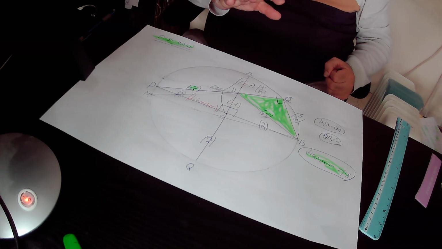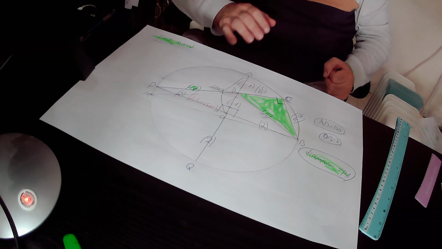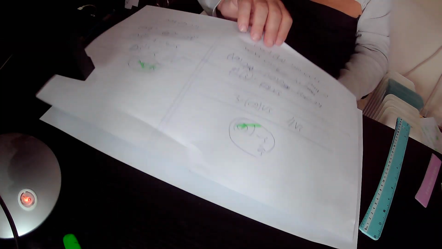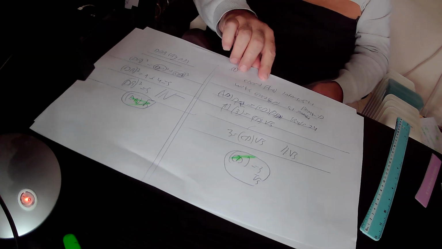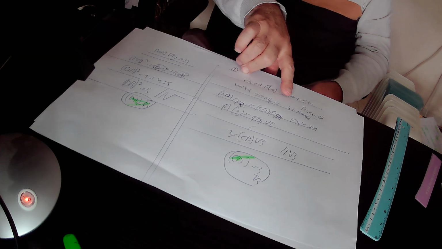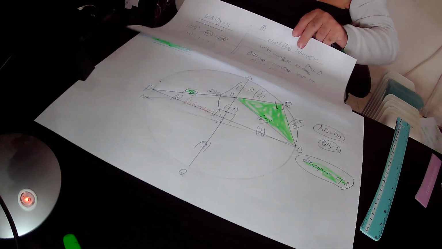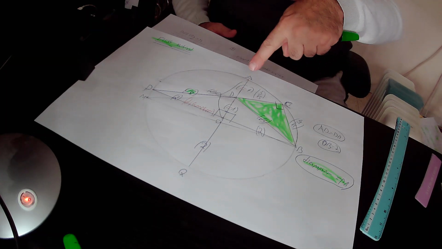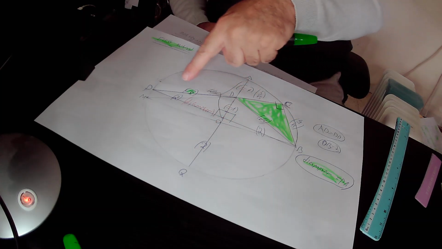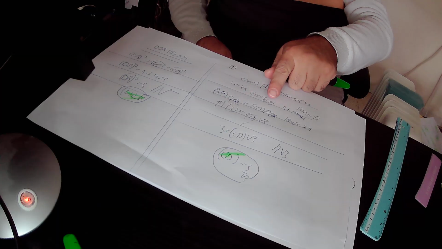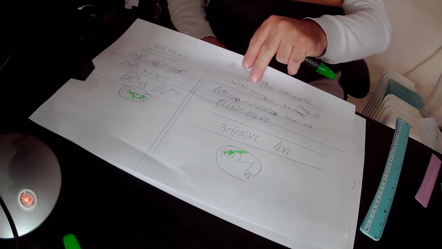So all the requirements of rule 24 are satisfied, and therefore we can implement rule 24. Now, on the drawing, we have chord AQ that intersects with chord CP at point D. So according to rule 24, the following equation is true: AD times DQ equals CD times DP.